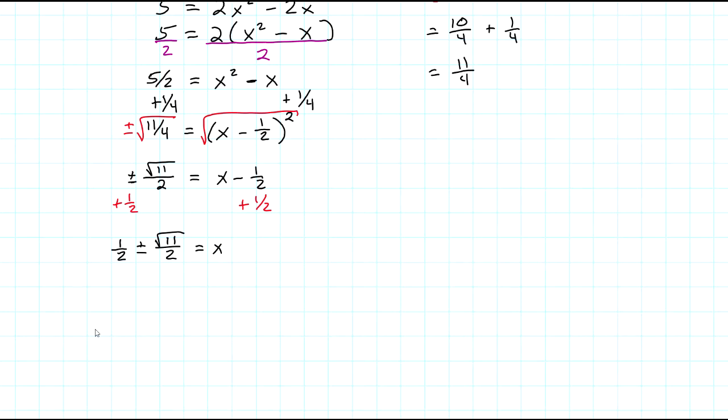So from this we can get our x-intercepts as the point 1/2 plus the square root of 11 over 2, comma 0, and 1/2 minus the square root of 11 over 2, comma 0.